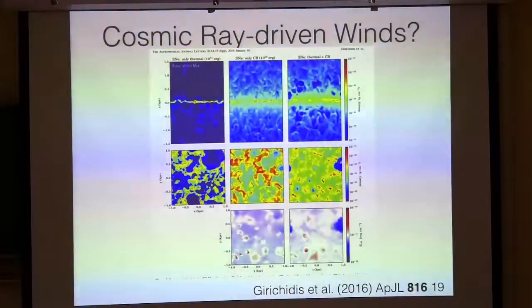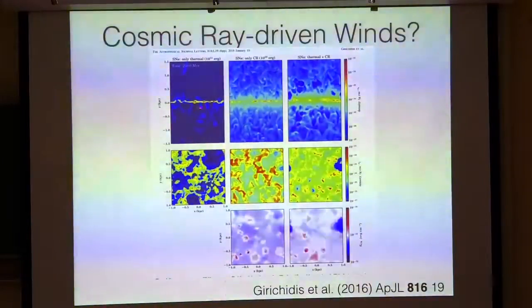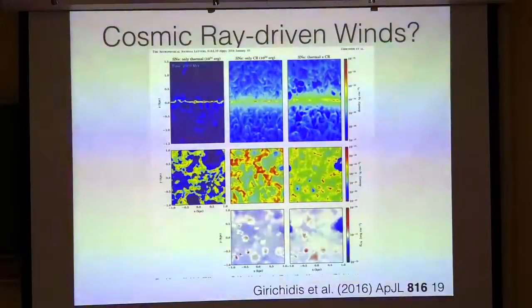So this is from a recent paper by Girichidis et al. And it shows three different simulations here. It's a slice, not a whole galaxy. This is where they just put in supernovae. They put in a certain amount of gas. They put in the star formation rate corresponding to that amount of gas along the Kennicutt relation and set off supernovae. And they see that the disk gets disrupted a bit, and you can see sort of funny wiggles in there. But it doesn't drive much of a wind.